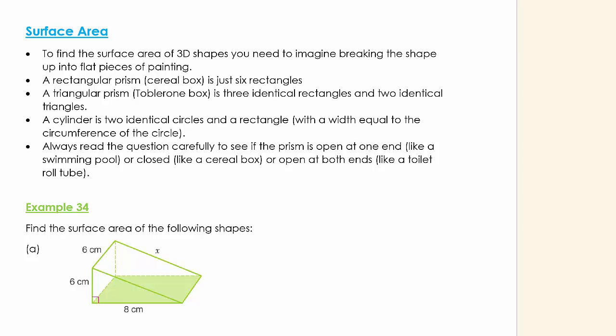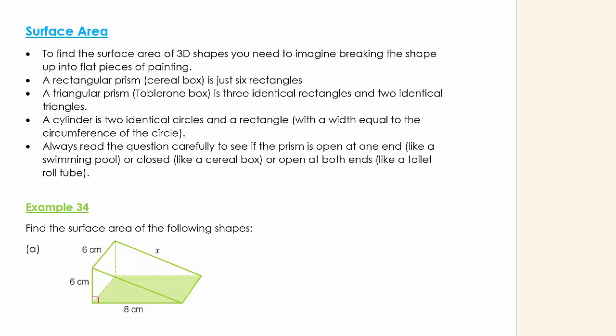Just imagine that when you make the net of a 3D figure, it's made up of things like triangles and rectangles, and that's what you're going to break the shape up into. So a rectangular prism, like a cereal box, is just 6 rectangles. A triangular prism, like a Toblerone box, is 3 identical rectangles and 2 identical triangles. Now below we've got a triangular prism that's not identical rectangles, but we'll come to that in a moment.